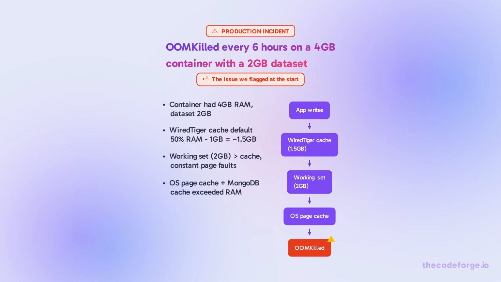This is the same issue we highlighted at the start. Here's exactly why that happened. The container had 4 GB RAM. MongoDB's WiredTiger cache defaulted to 50% of RAM minus 1 GB, about 1.5 GB. But the working set was 2 GB, causing constant page faults and cache eviction. The OOM killer fired when the OS page cache plus MongoDB cache exceeded RAM.